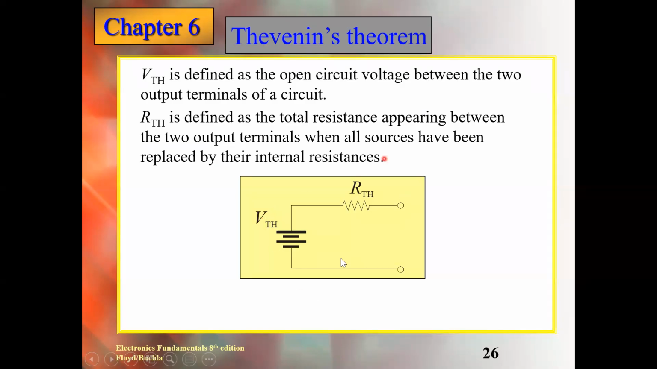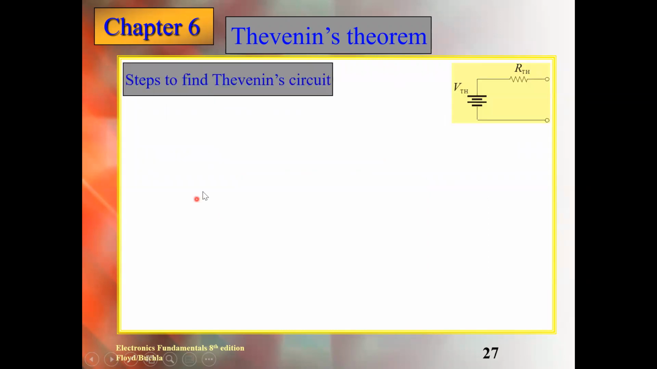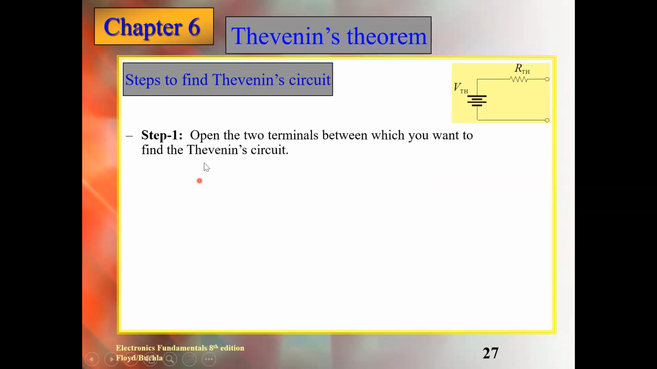Then you can draw that circuit in place of the complicated circuit. This is the way. So what are the steps to do this one? The first step, whatever question is given to you, you will remove. Maybe sometimes you are given a resistance connected between the points A and B. So you need to remove that resistance first.